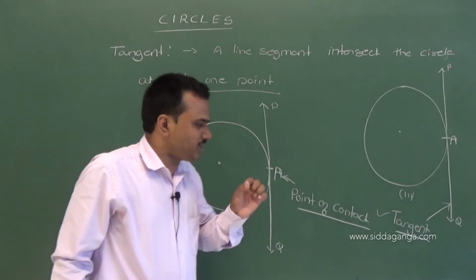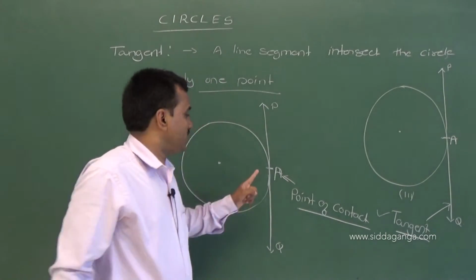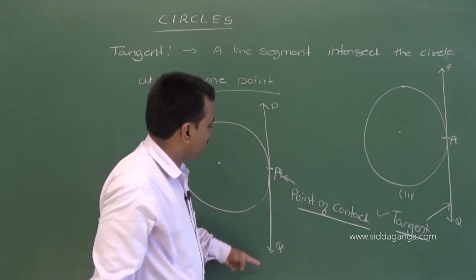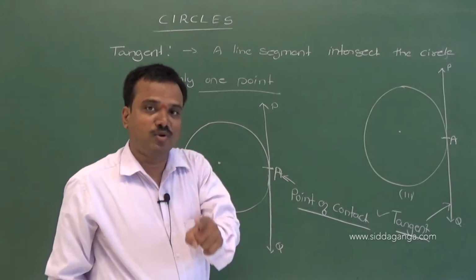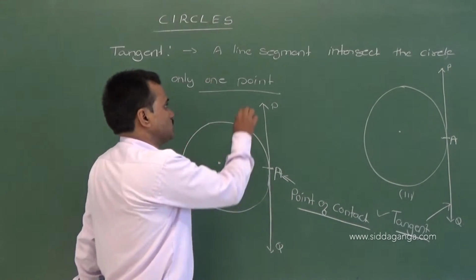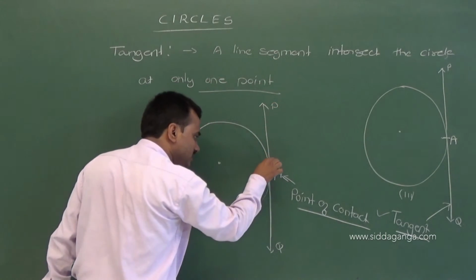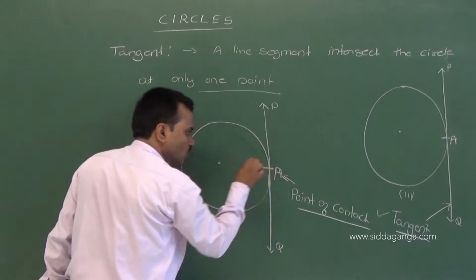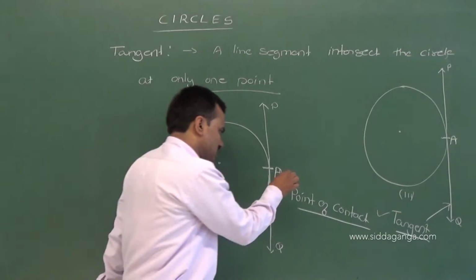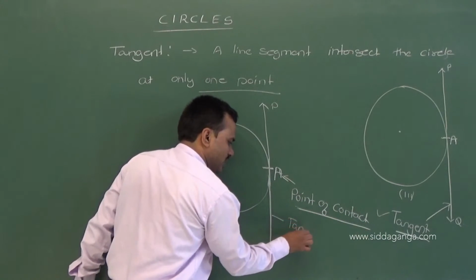Once again I explain. Point of contact means a tangent meets the circle at a point. So the line segment PQ, where it meets the circle at a point, that point we call the point of contact. Tangent means a line segment that meets the circle at only one point. That point we call the point of contact, and that line segment we call a tangent.